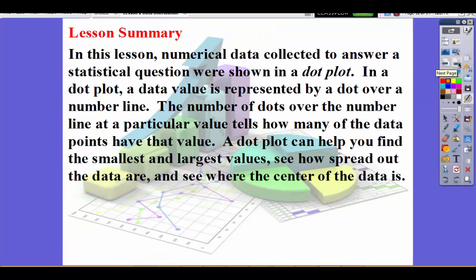Alright, so here's our lesson summary. In this lesson, numerical data collected to answer a statistical question was shown in a dot plot. In a dot plot, the value is represented by a dot over a number line. So we say that's plot the dot. The number of dots over the number line at a particular value tells you how many of the data points have that value. A dot plot can help you find the largest and smallest value, see how spread out the data are, and see where the center of the data is.